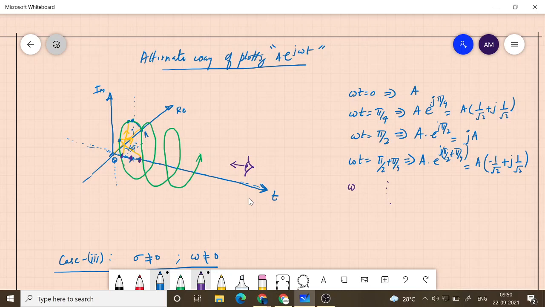So one more point I will show. Omega t is equal to pi. So this will be a into e raised to j pi, which is basically minus a. So I can show it like this. So this is the next point. So you can see the vector is just rotating and advancing in time. So you have to have some kind of imagination to see it for yourself.